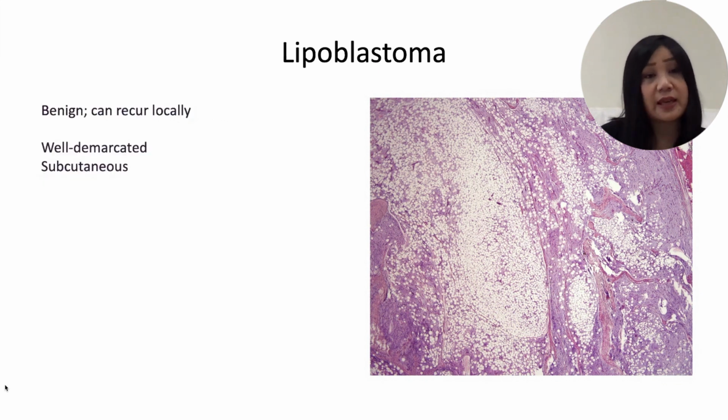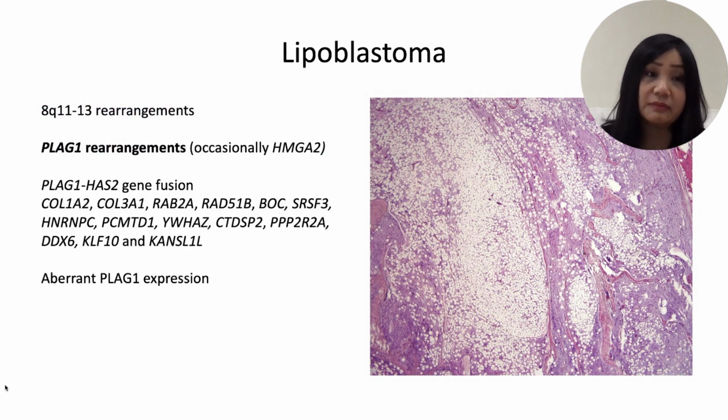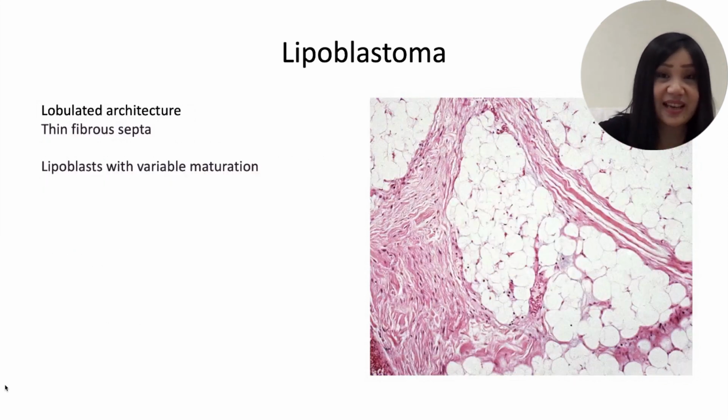These are benign tumours, although they can recur locally, particularly in the infiltrative lipoblastomatosis, but typically they are subcutaneous, well-demarcated tumours. So these are genetically characterised, for the most part, by rearrangements at 8q. And most of these tumours are associated with PLAG1 gene rearrangements, although less frequently with HMGA2 gene rearrangements. So these are largely characterized by PLAG1 rearrangements, and PLAG1 can fuse to a variety of partner genes, and this leads to aberrant PLAG1 overexpression. But let's see how we can discern these morphologically.